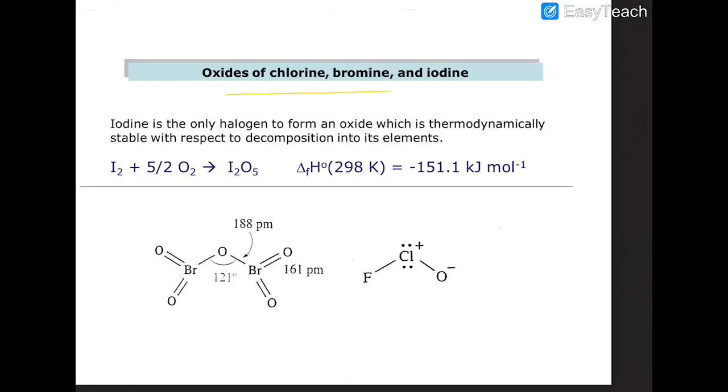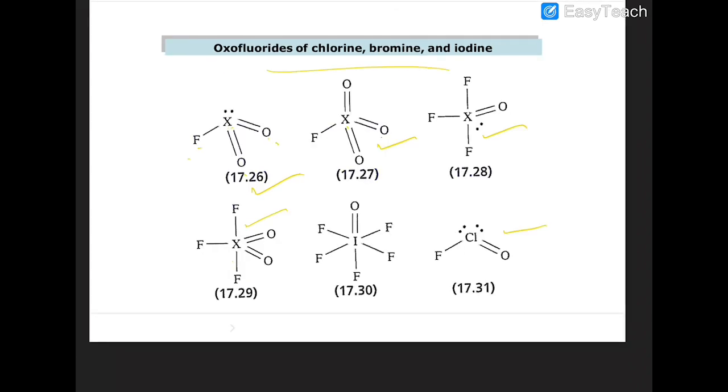Now these are oxides of chlorine, bromine and iodine. You can say that iodine when reacting with oxygen gives you I2O5. Enthalpy of formation is minus 151. Look at the bond angle. The bond angle is 121. Sure about that?